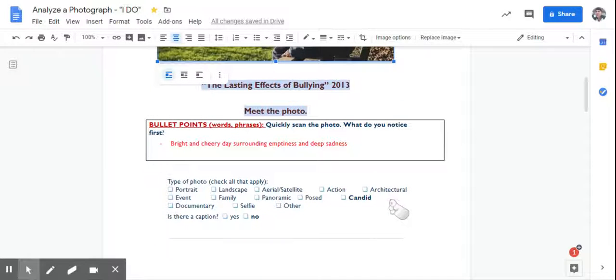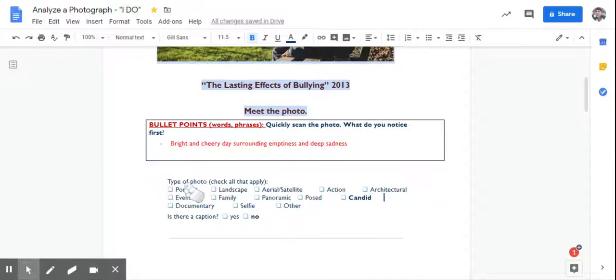Now what we have to do is ask, what type of photo is this? Is it a portrait? Is it a landscape? Is it family? Is it candid? Is it architectural? Is it documentary? Selfie. I want to go over some of the language here. Some of you might know the definitions, but I feel it necessary to go over some. So, portrait.